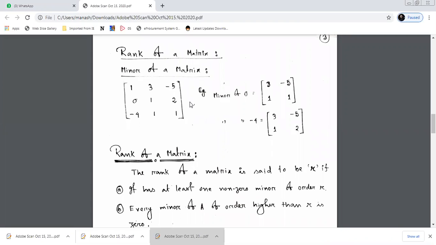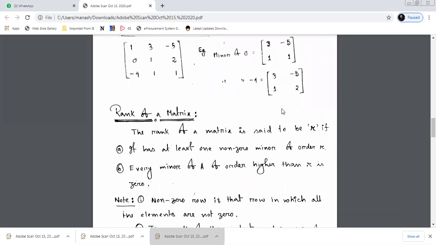Now, if the determinant of the matrix is equal to 0, meaning it is a singular matrix, then we have to find the minors of the elements of the matrix. If you get at least one minor not equal to 0, then that will be the rank of the matrix. Okay.